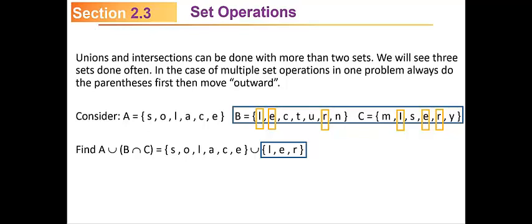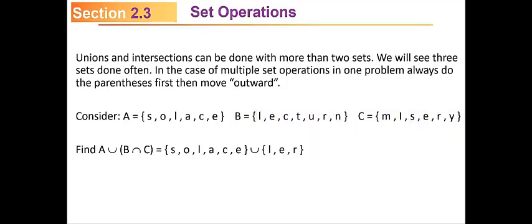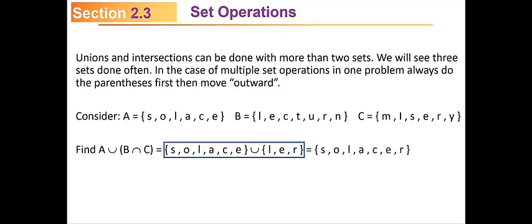Now you're ready to take the union of that set with the set A, and that means you just take everything. If it's in A, you list it. If it's in B intersects C, you list it. If it's in both, you list it. So you just list every single letter you see down there on the bottom line. And if you look, there's an S, there's an O, there's an L, there's an A, there's a C, there's an E, and there's an R. So the union of A with the intersection of B and C consists of the set containing the letters S, O, L, A, C, E, R.